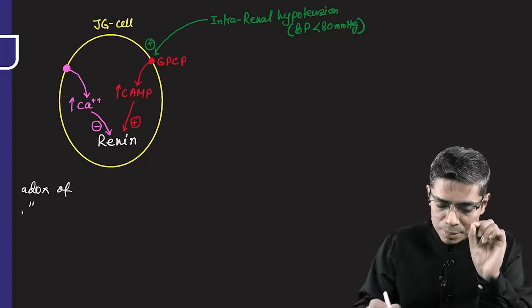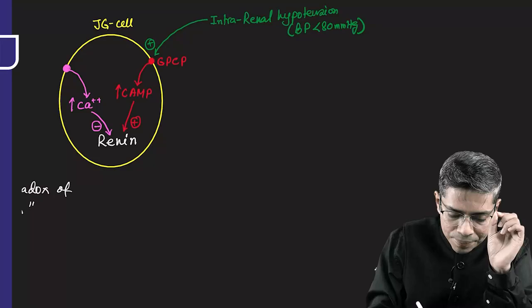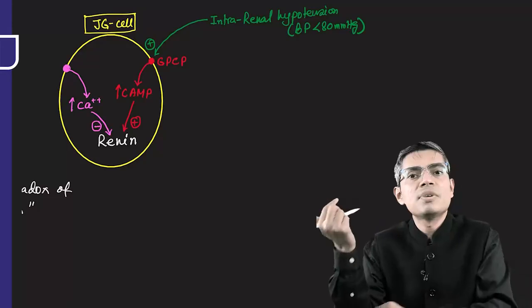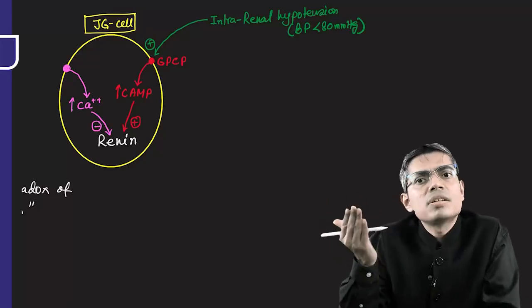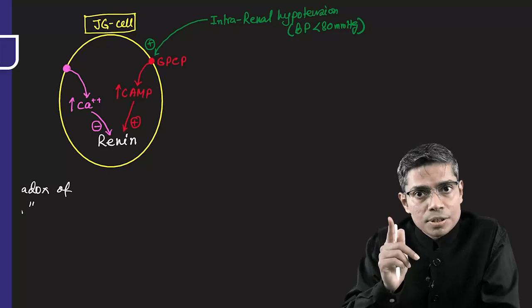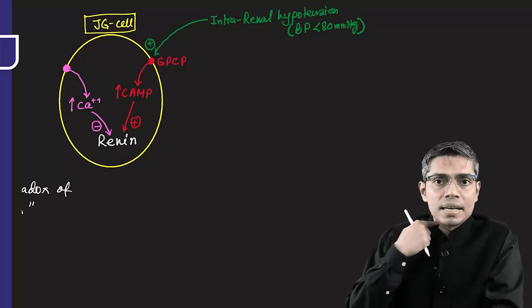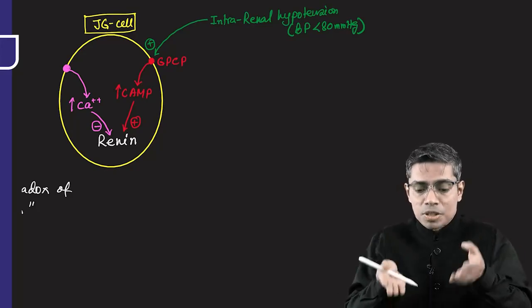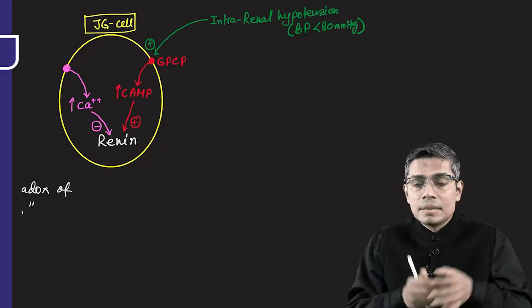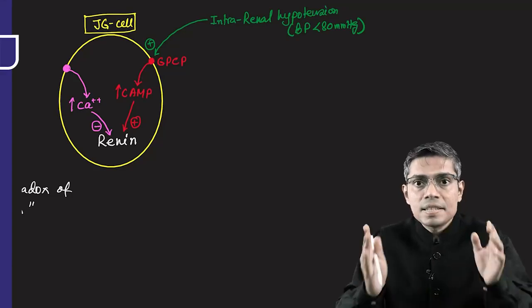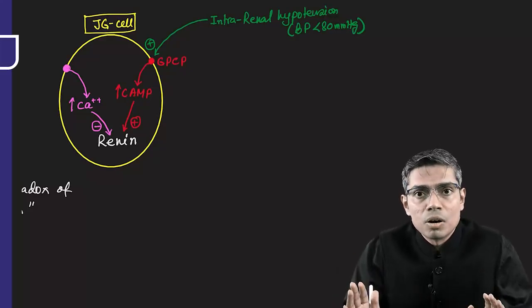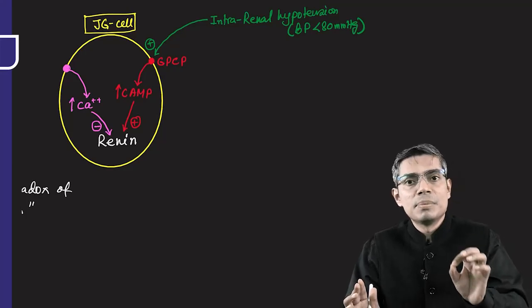But please remember that we have seen that the systemic baroreceptor, what is the stimulus for them? Blood pressure. But what? Increase or decrease in blood pressure? Increase in blood pressure, right? So the carotid sinus and aortic arch baroreceptors are stimulated by increase in blood pressure. But here the JG cells increase renin secretion, meaning they are basically stimulated when your blood pressure is lower. How much lower? Lower than 80 millimeter of mercury.